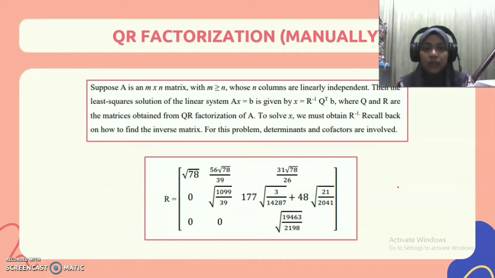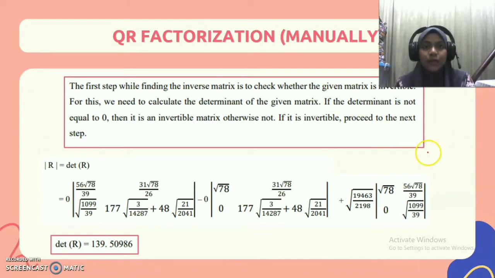So we must recall how to find the inverse matrix. For this problem, to get R inverse, determinants and cofactors are involved. From this matrix R, we are going to find R inverse. The first step in finding the inverse matrix is to check whether the given matrix is invertible. For this, we need to calculate the determinant of the given matrix. If the determinant is not equal to 0, then it is an invertible matrix, otherwise not. If it is invertible, proceed to the next step.